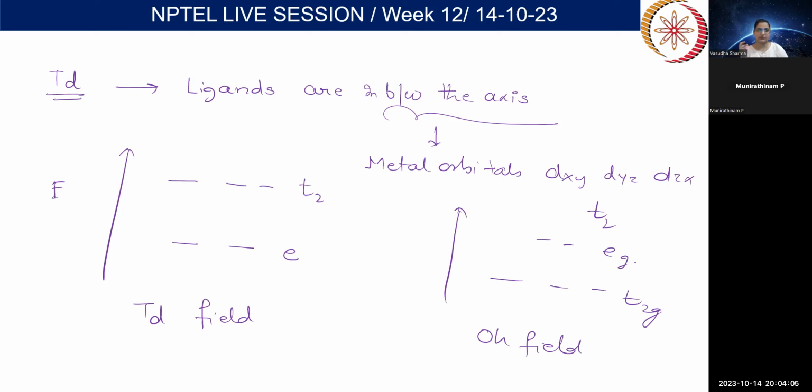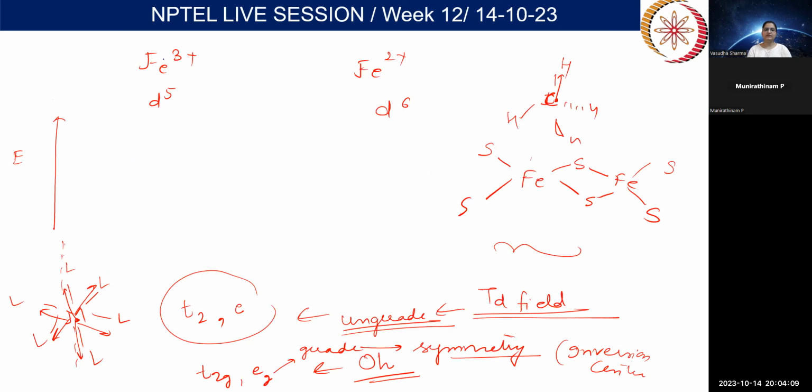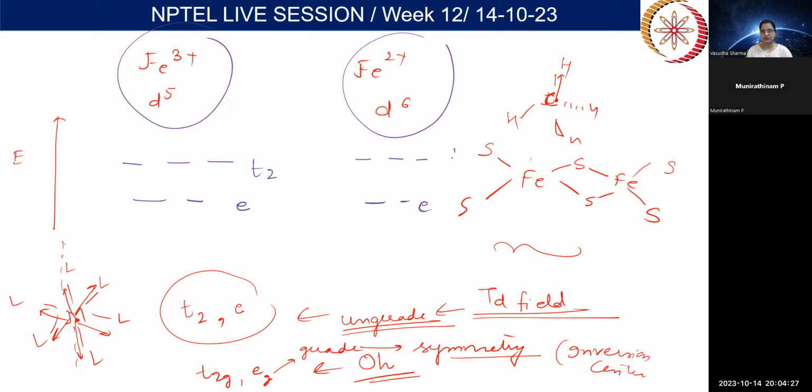Clear, ma'am. Okay. So now, as I have said, we have iron in 3 plus, iron in 2 plus, and since we got to know that it's tetrahedral field, now you tell me how the splitting will happen. So as I said, the above would be T2, and here it is E. Now tell me how the splitting is going to happen.